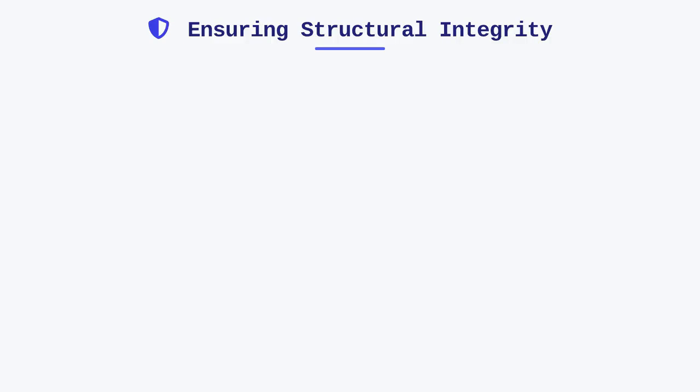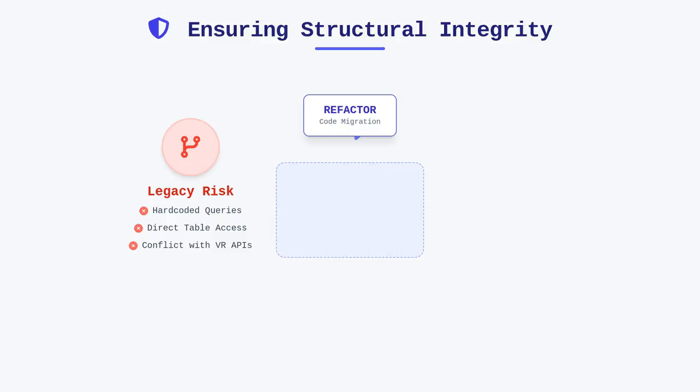Finally, consider the structural integrity of your instance in relation to legacy scripts. Over the years, many legacy implementations used hard-coded queries or direct table access that may conflict with the new controlled APIs provided by the Vulnerability Response Suite. As part of your installation process, identify any legacy code that touches the vulnerability tables and refactor those calls to use the provided integration interfaces or scripted REST APIs.